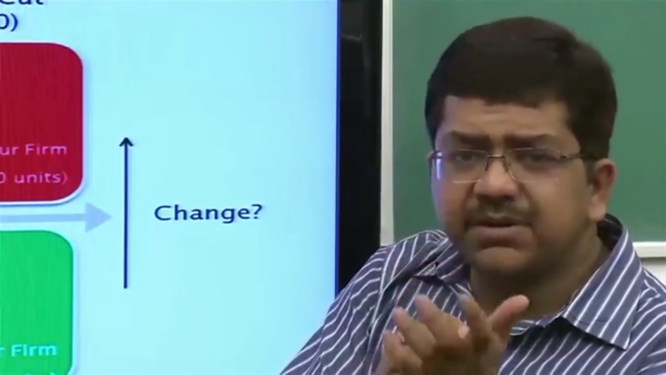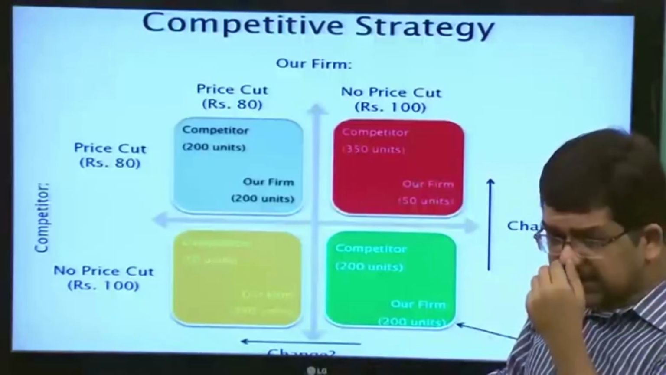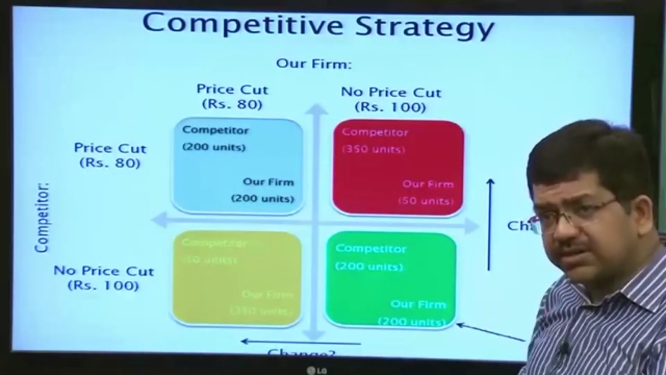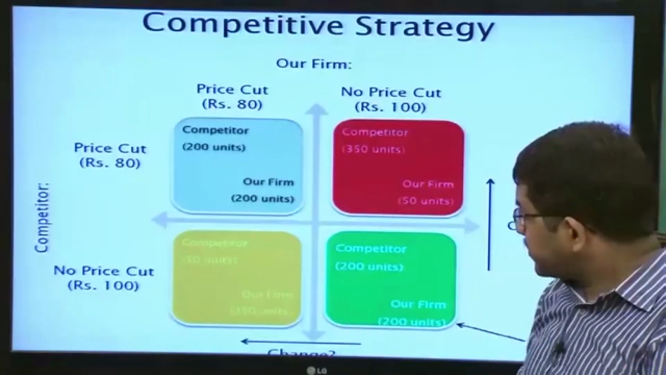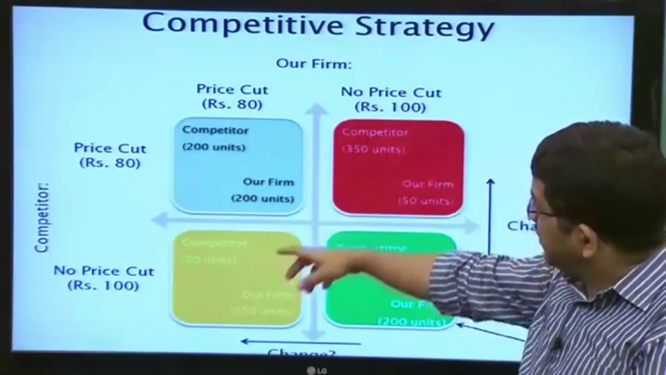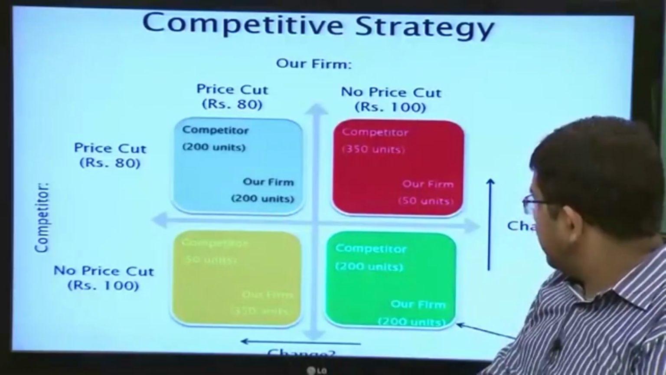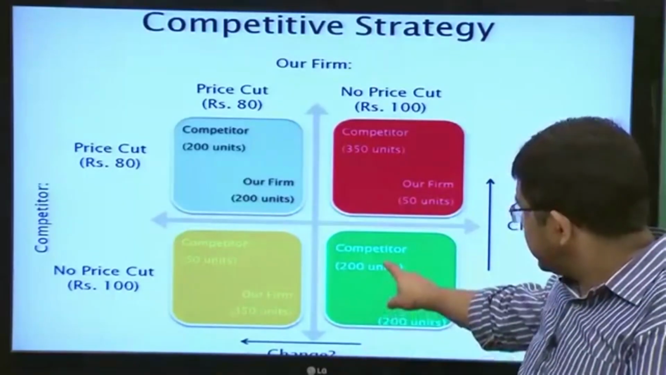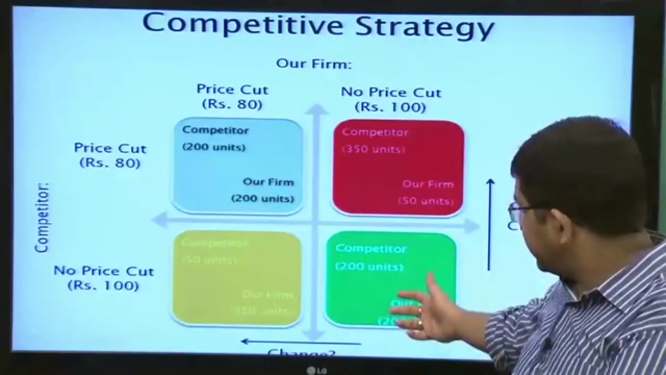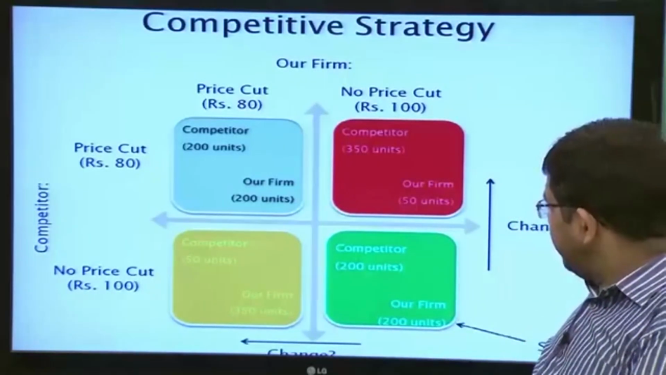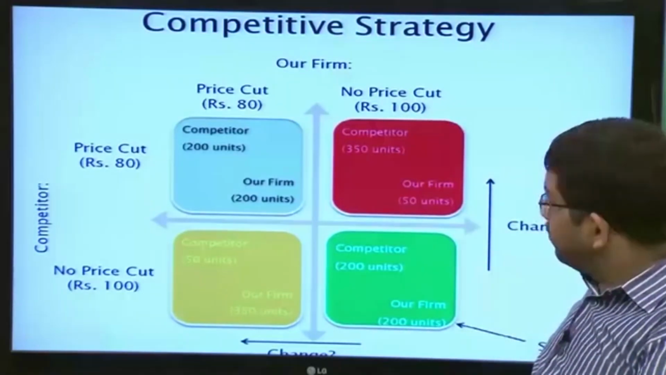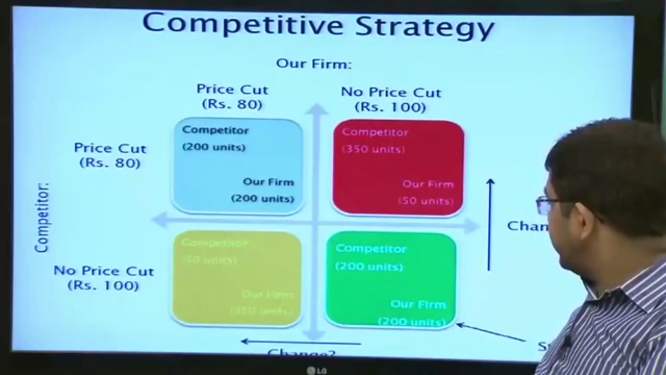And one of the examples I have tried to show here is a very simplified scenario where there are only two players in the market: your firm and your competitor. The current situation in this market is that you and your competitor both have a 50-50% market share, both selling 200 units, and your current price is 100 rupees per unit for that particular product.